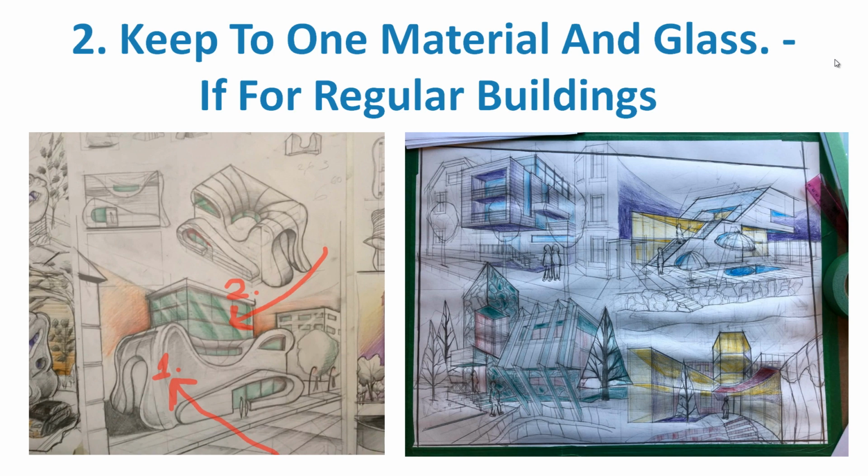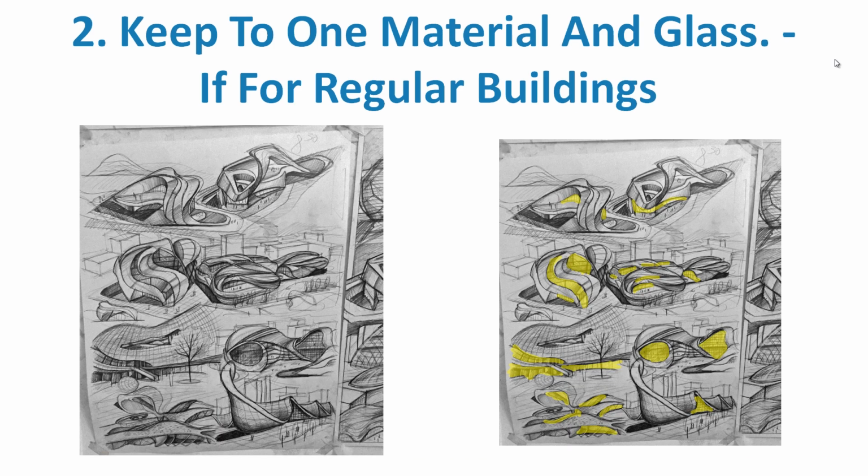For normal sketches, look on the right hand side, you've got 2 materials and glass because obviously the shape can be controlled easily, right? I think for organic architecture, the shape itself doesn't allow for you to use more than one material because it just won't work, it's too much.